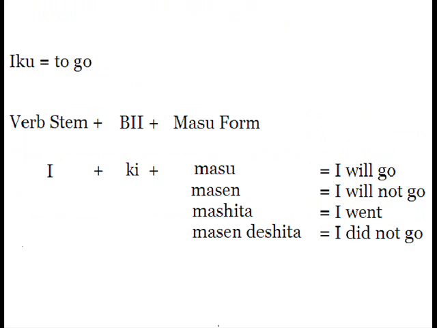Let's do another one really quickly, which is iku. Iku means to go. Iku changes to iki when you put it in the base 2 form. Okay, we have iki. Ikimasu means I will go. Ikimasen means I will not go. Then we have ikimashita, I went. And then we have ikimasen deshita, which means I did not go. So those are the different ways you would conjugate the verb iku, to go, and use it in different sentences.